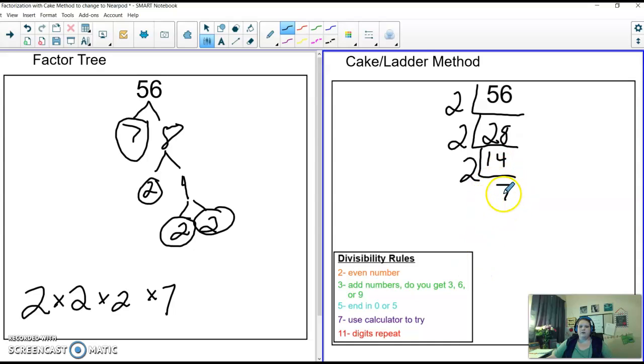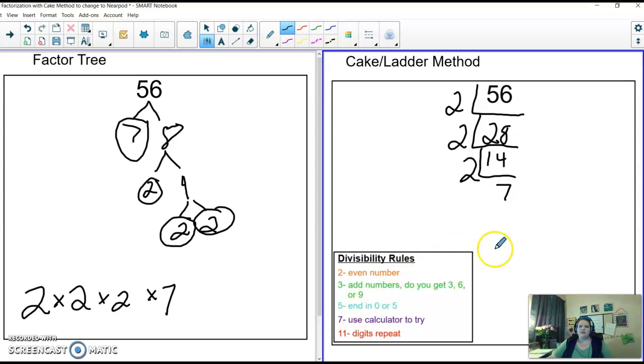Okay. To keep going with 7, I've got to go back down my divisibility rules. Is 7 even? No. Is 7 divisible by 3? There's only one number, and it's not 3, 6, or 9, so it's not divisible by 3. Is it divisible by 5? No, it doesn't end in a 5 or a 0, so it's not divisible by 5.